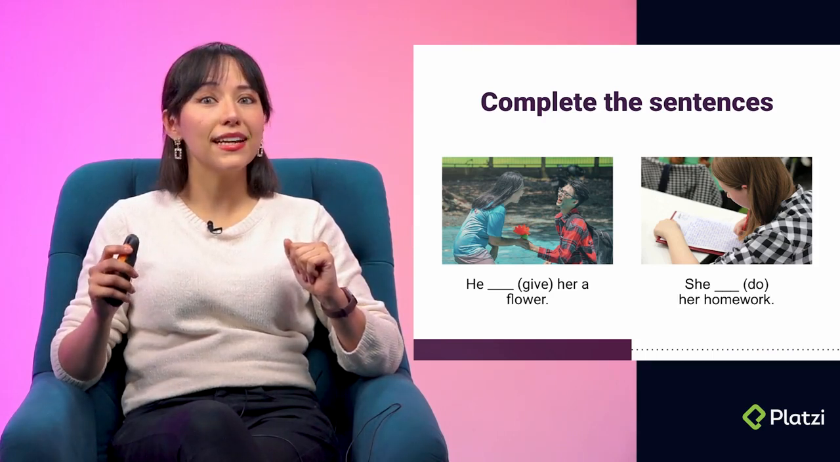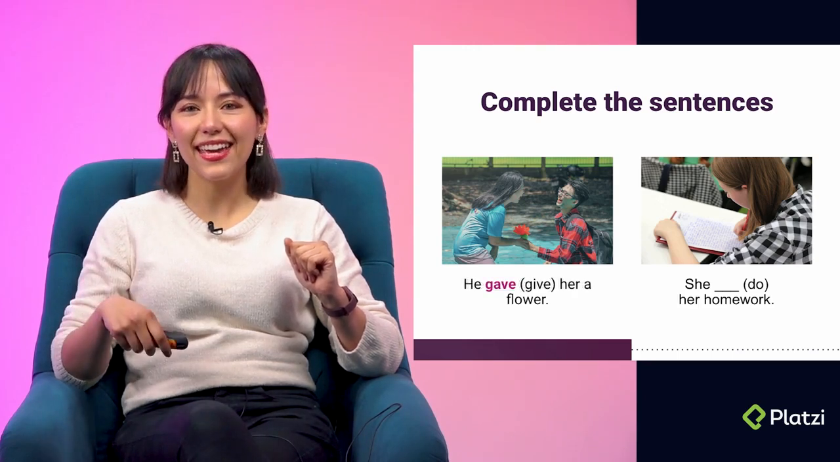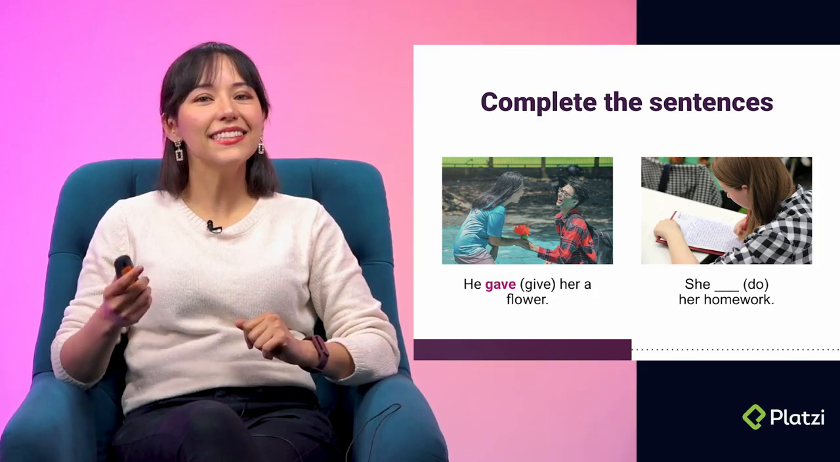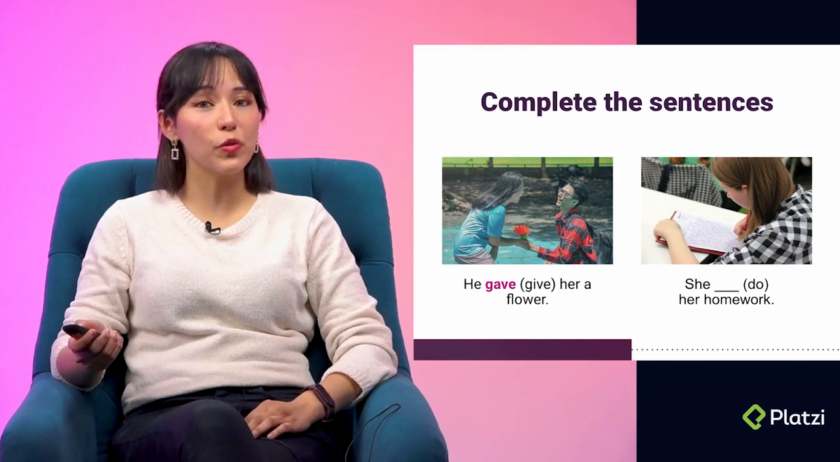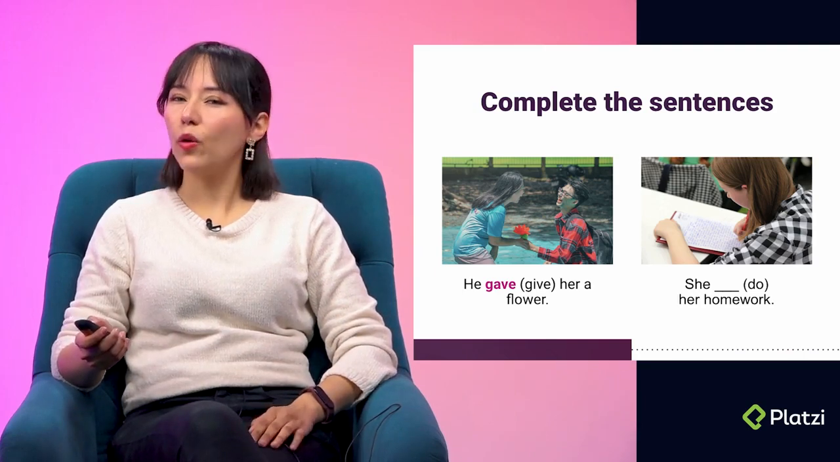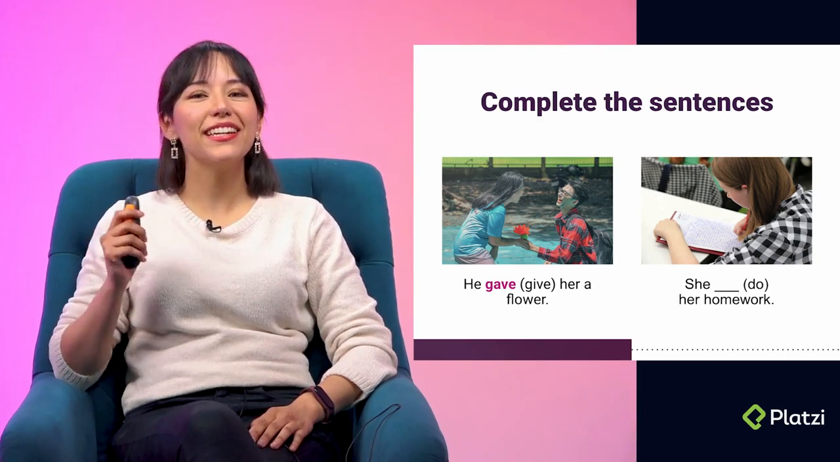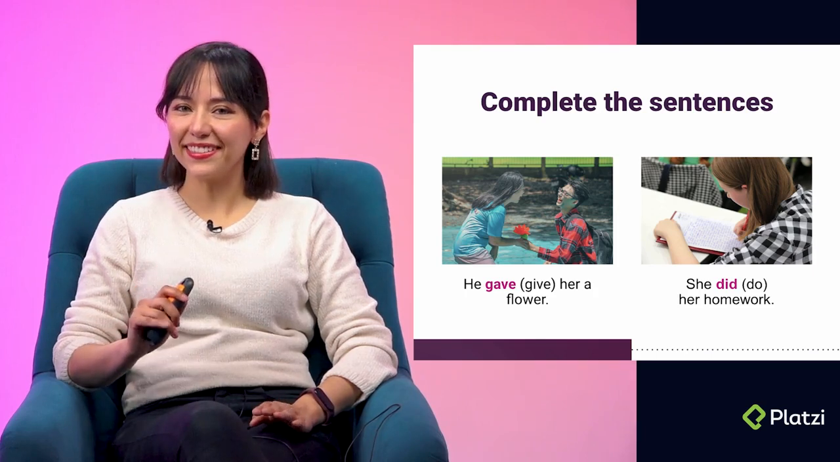What is the past tense of give? Very good. It is gave. He gave her a flower. The next example. She blank her homework. What did we say was the past of do? She did her homework. Very good.